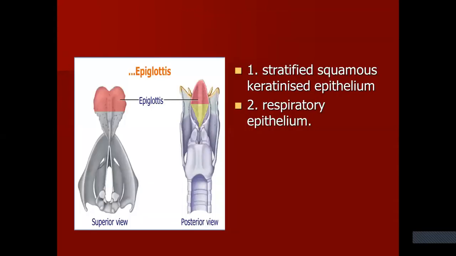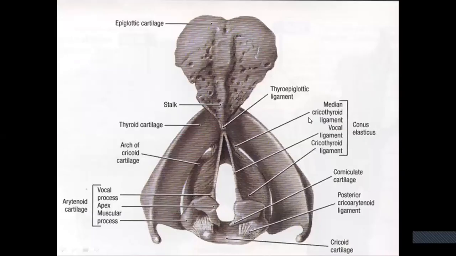So if you see here, the anterior surface of the epiglottis is lined by stratified squamous keratinized epithelium.